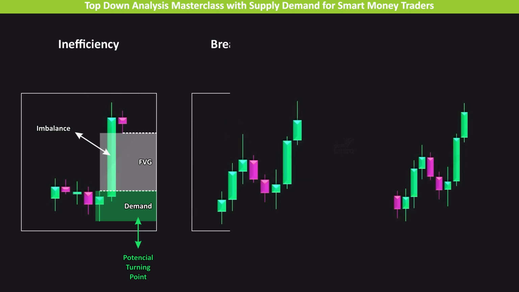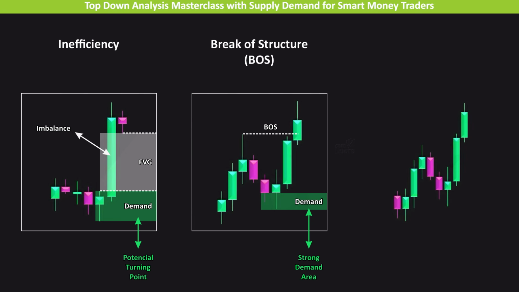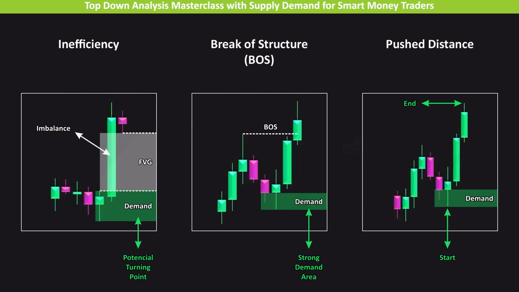Break of structure, as the term implies, happens when price moves beyond a previous structural high or low. This confirms directional strength and shows that buyers or sellers are still in control, validating the zone as a potential continuation area. Push distance measures how far price travels away from a zone after reacting to it. The greater the distance, the stronger the rejection tends to be, which increases the reliability of that zone.